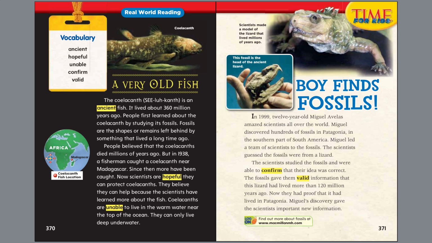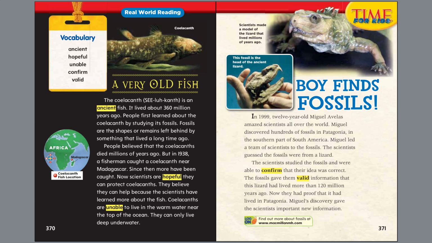Just a minute. 360 million years ago. How do you read this? Do you know? Yes, I know. 360. So it lived about 360 million years ago.